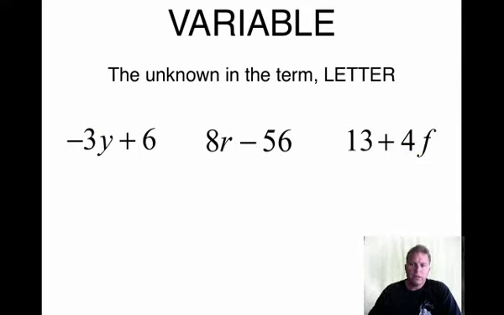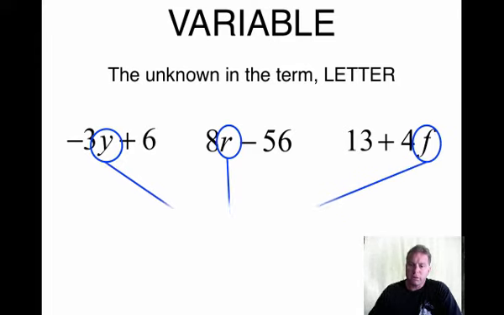Then we have our variables. That's the unknown in the term, the letter, the symbol. So this should be pretty easy. What are the variables for these 3 expressions? We have y, r, and the last one is f. So all of those are variables.